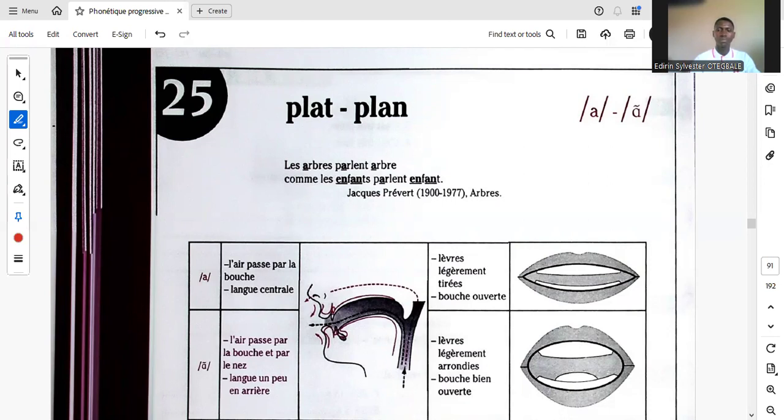Leçon 25. Plat, plan. Leçon 25, Exercice plat, 1. plan. Now you see we have plat, which is for A. We have plan, un. We have un. We have un. So this is the phoneme A, un. Plat, this is plat, this is plan. So let's take note of them. That's how the sound is articulated. Let me read the sentence here.